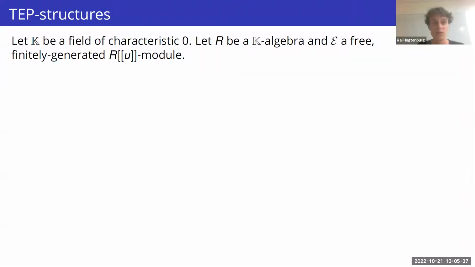Okay, so to get started, let me tell you what these TP or TEP structures are. Just the basics: you start with a field of characteristic 0, and we have some ring or some algebra R over this field K. And then the TEP structure is going to be defined on this E, which is a finitely generated R[[u]]-module.